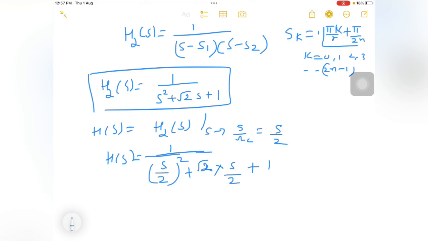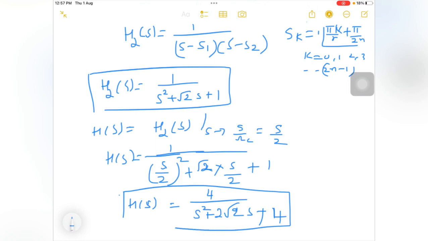You can take the LCM. So you will simplify. You will get 4 as the LCM. So 4 divided by s square plus 2 root 2 into s plus 4. This is your H of s. This is the normal analog filter design for the given problem.